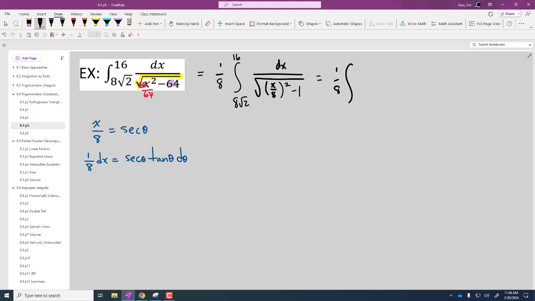In the numerator, we have dx. So we look here and we mentally isolate dx. dx is going to be found by multiplying both sides by 8. So we're going to have 8 secant theta tangent theta times d theta. In the bottom, we have the square root of secant squared minus 1.